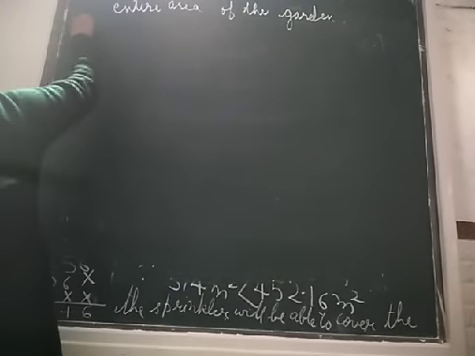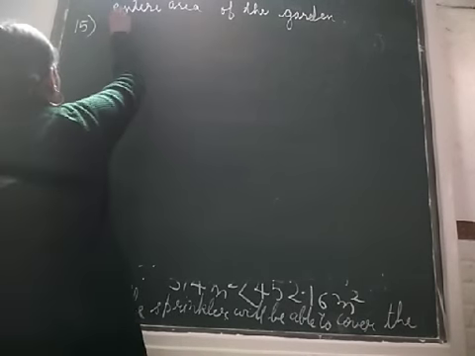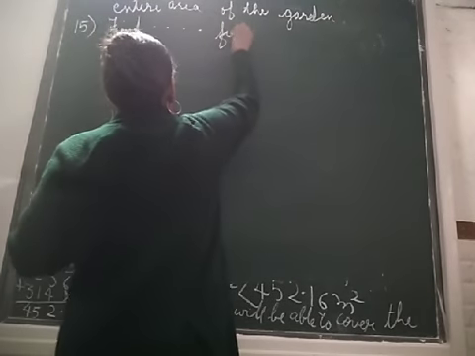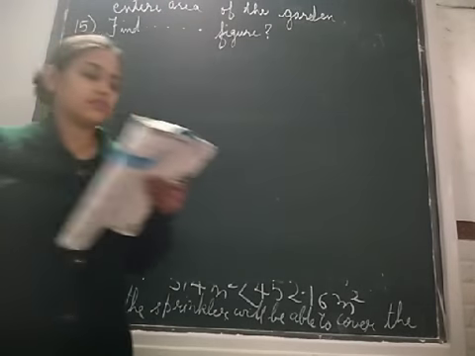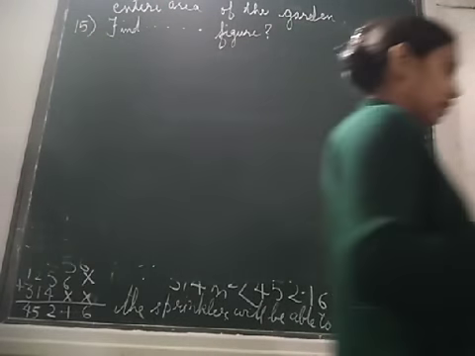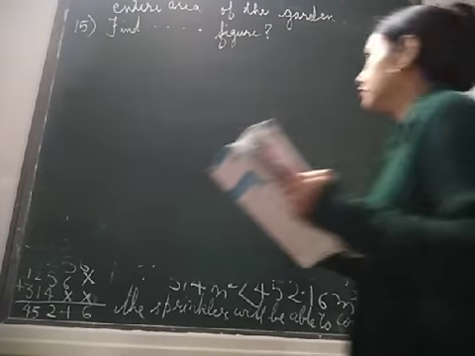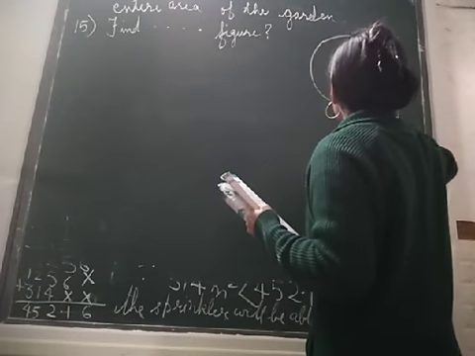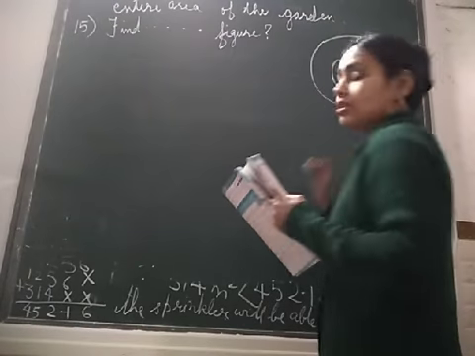Now we have to start the 15th question. Find the circumference of the inner circle and the outer circles shown in the adjoining figure. So let's make the figure first and foremost. And what we have to find out, children? We have to find out the circumference.